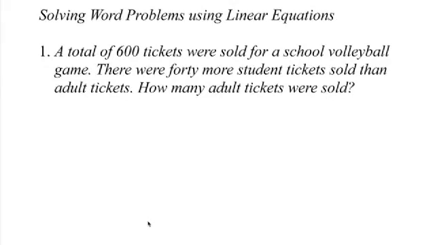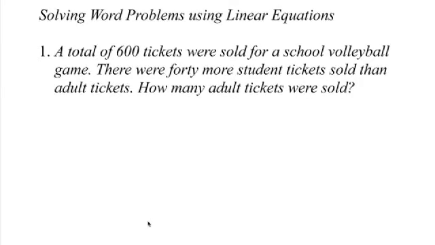All right, so let's look at this first one here. It says a total of 600 tickets were sold for a school volleyball game. There were 40 more student tickets sold than adult tickets. How many adult tickets were sold? All right, the key to doing this problem is looking at that second sentence and thinking about what it says. It says there were 40 more student tickets sold than there were adult tickets sold.